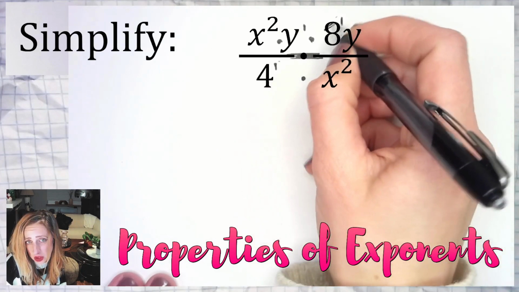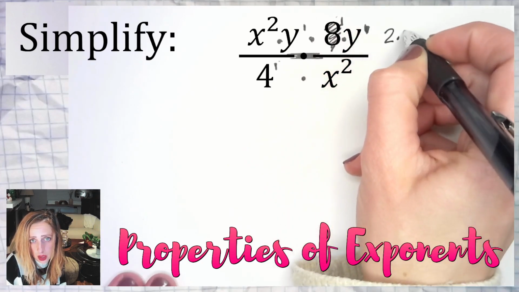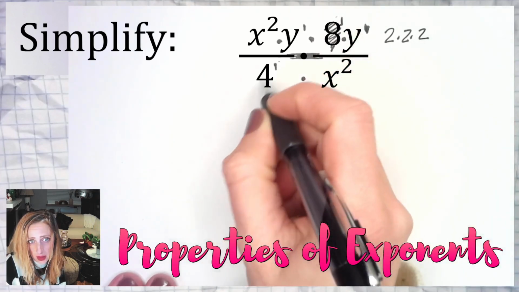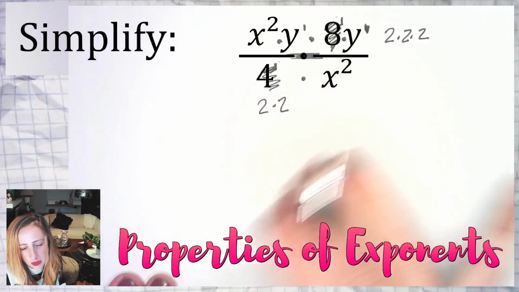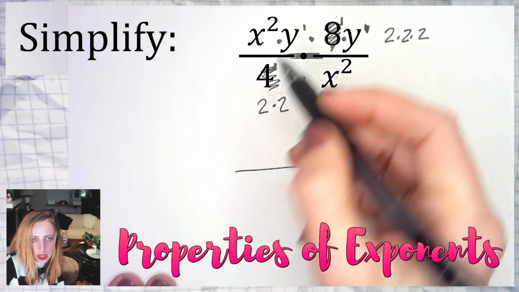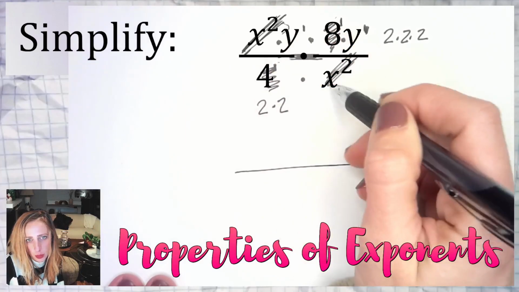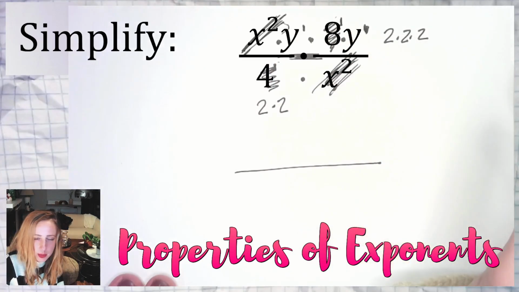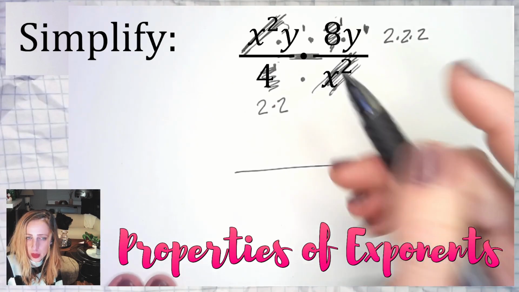Another thing you could do is 8, well, that's really what times what times what? 2 times 2 times 2, right? And then the 4 is 2 times 2. You don't have to do any of this. I'm just showing a little bit of an option, trying to show some variety. But x squared over x squared, they're both gone. If I subtracted my exponents, 2 minus 2 is 0. X to the 0 is also 1.